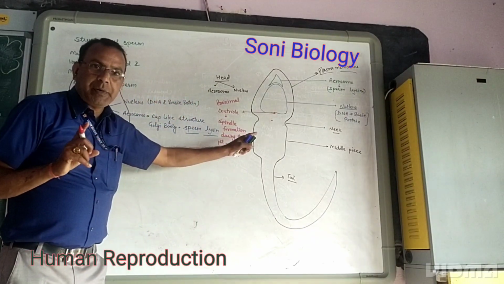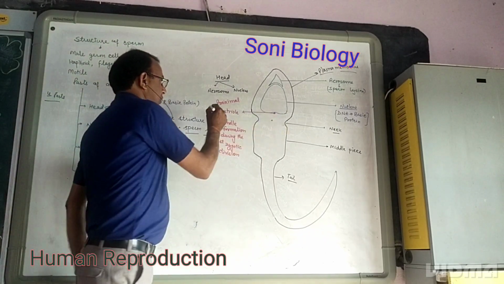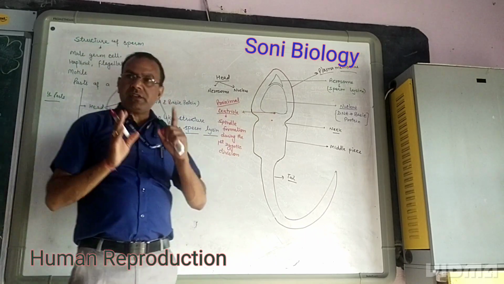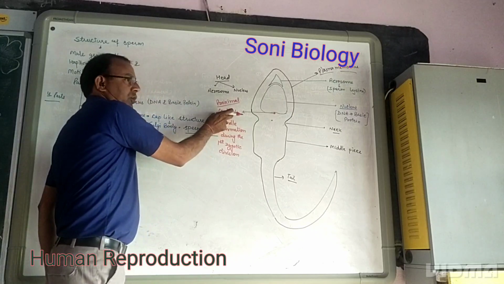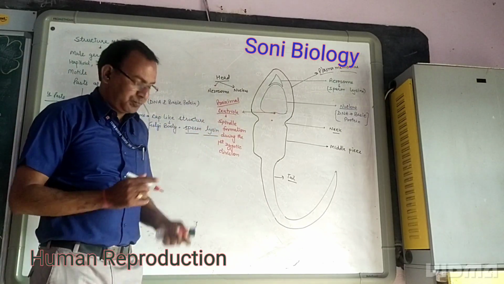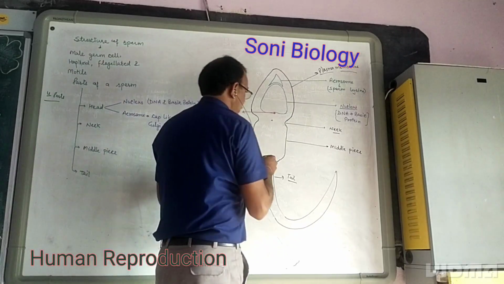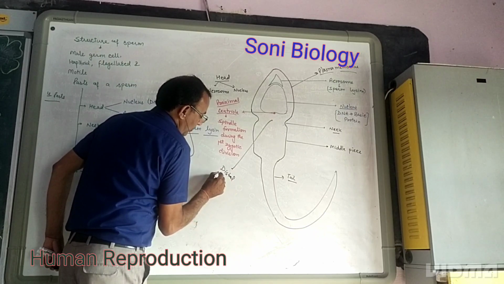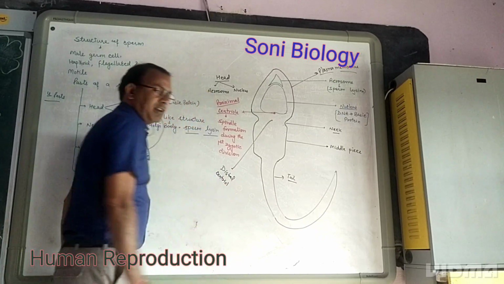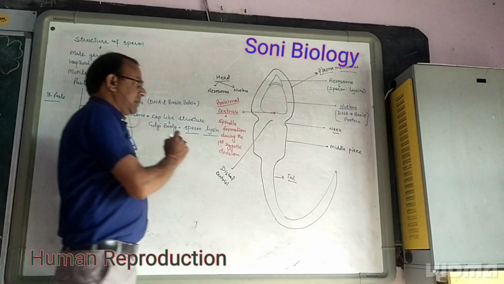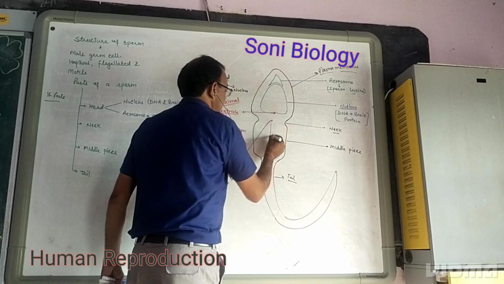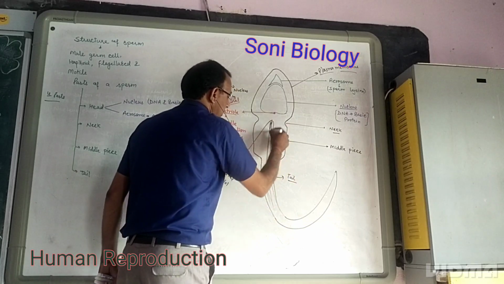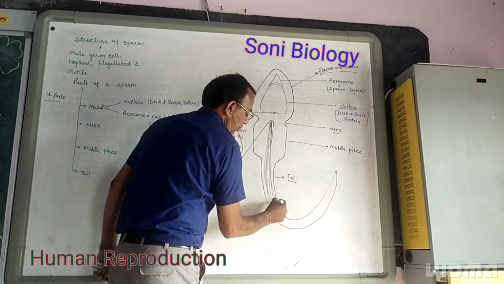The centriole present at the depression of the nucleus is called the proximal centriole. The first cleavage in the zygote is due to the proximal centriole. And the centriole present at the depression of the neck is called the distal centriole. This distal centriole forms fibers. These fibers extend from the middle piece to the tail zone.